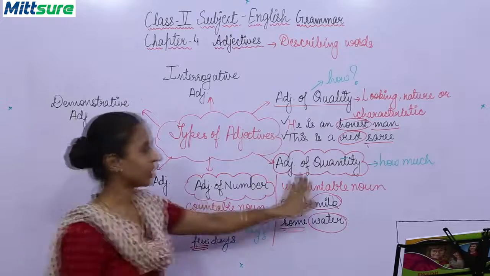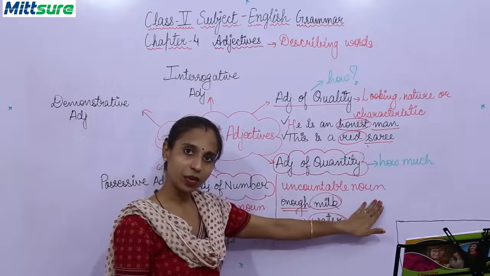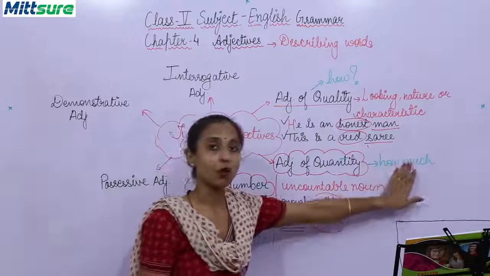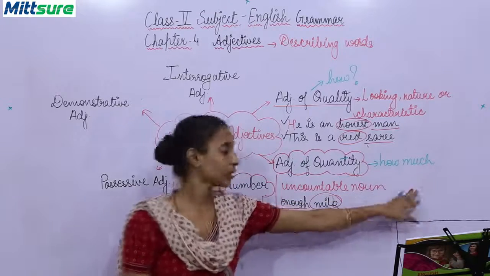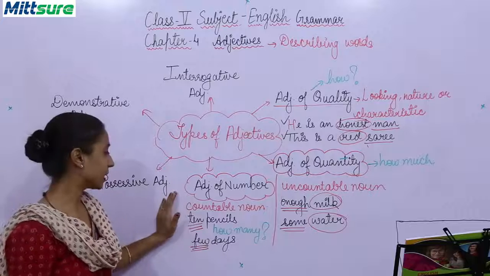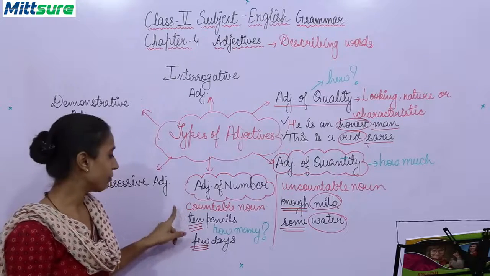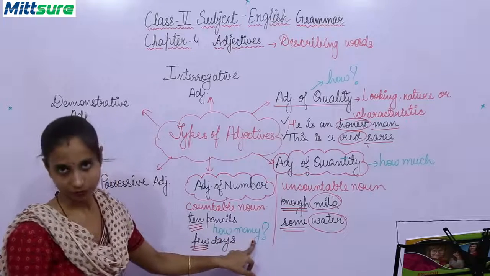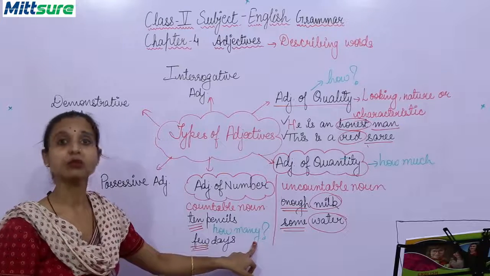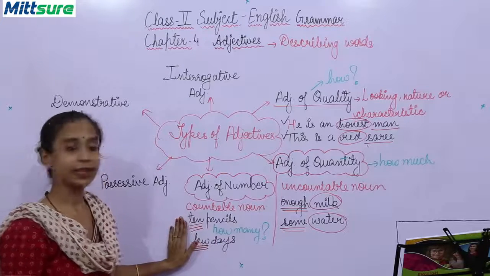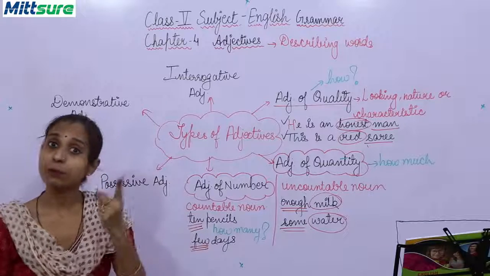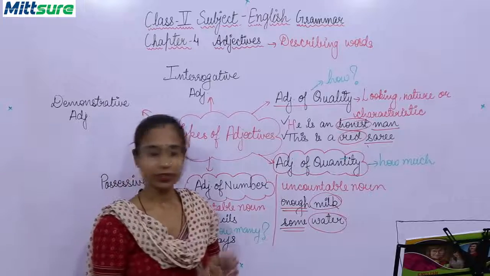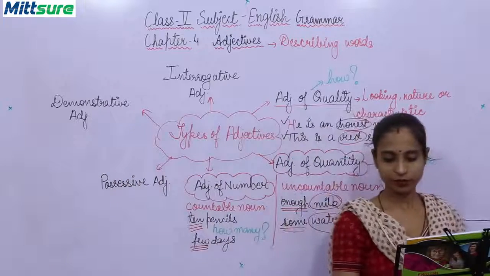Adjective of quantity is related to uncountable nouns, where it answers the question how much the noun is. Adjective of number is related to countable nouns, where it answers the question how many nouns are there. 10 pencils, few days, some people. So some will be an adjective of number. All right, just see the examples over here.